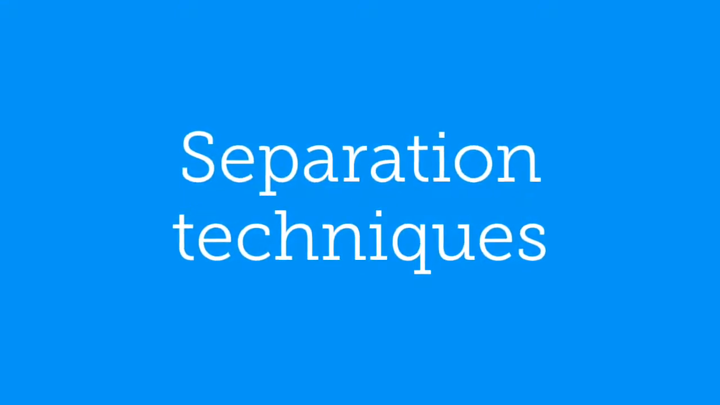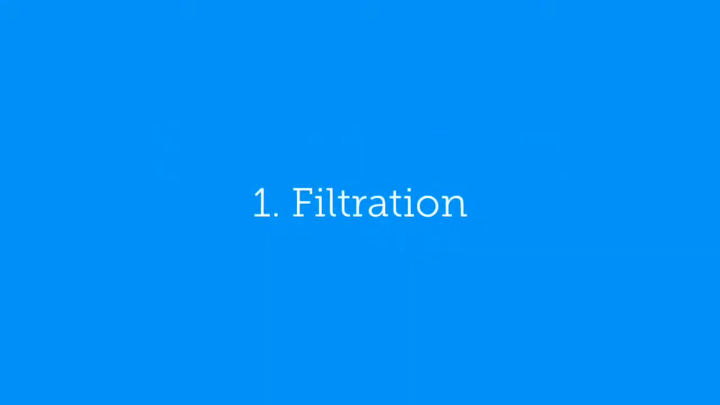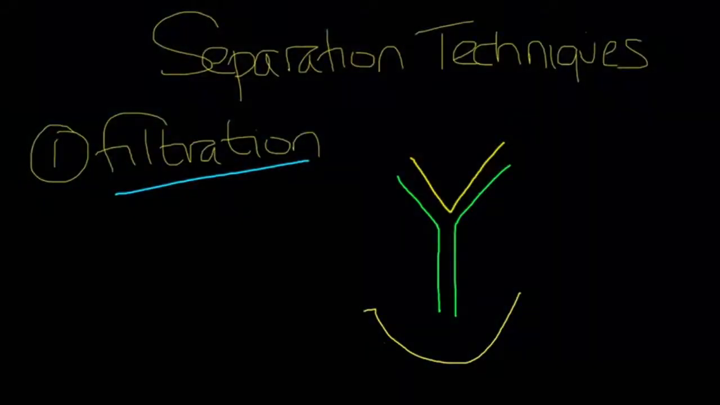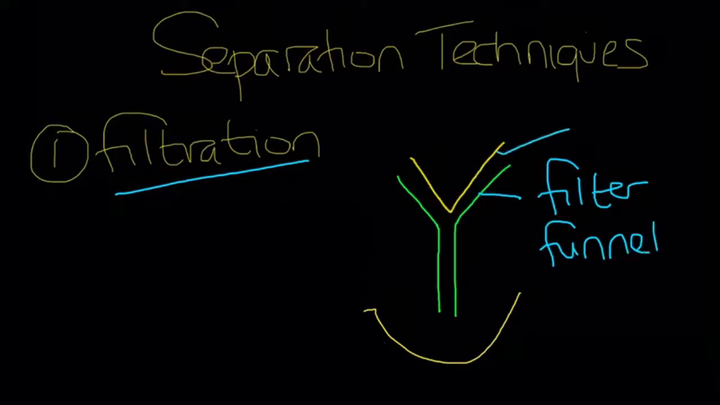Today we are going to look at some separation techniques. Number 1, filtration. Filtration would be used to separate an insoluble substance from a liquid. We use a filter funnel that has folded filter paper inside it, and you may remember doing this in Year 8, and an evaporating basin.